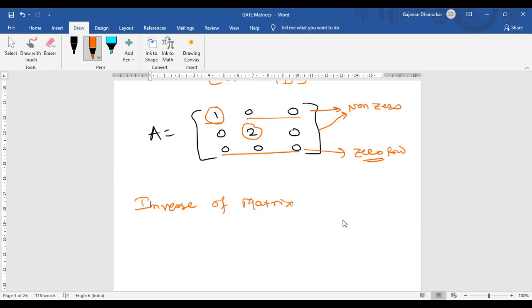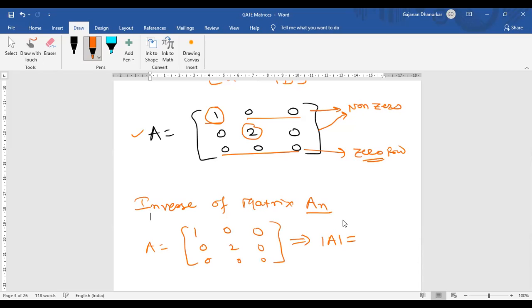Now to talk about the inverse of this matrix. I have this A matrix: 1 0 0 2 0 0 0. Again, to talk about the inverse matrix, our matrix should be square. I am taking N as the order of the matrix. Now if I have this matrix, I will talk about its determinant.